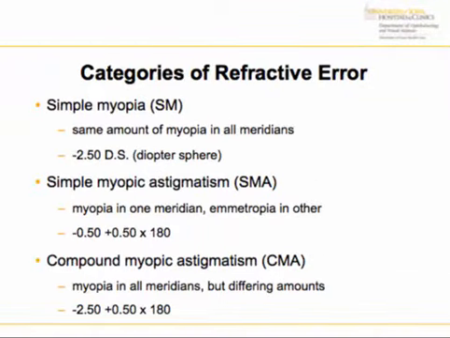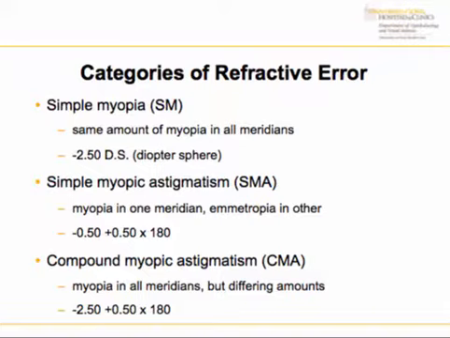Let's review the various categories of refractive errors you will encounter. First, there is simple myopia. With simple myopia, the same amount of myopia is found in all meridians. For example, -2.50 diopter sphere. Simple myopic astigmatism occurs when there is myopia in one meridian and emmetropia in the other meridian. Here is an example of simple myopic astigmatism, -0.50 plus 0.50, axis 180.